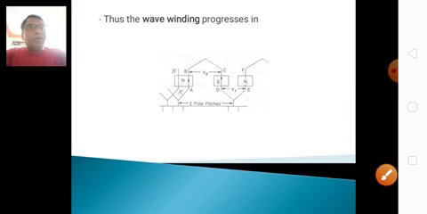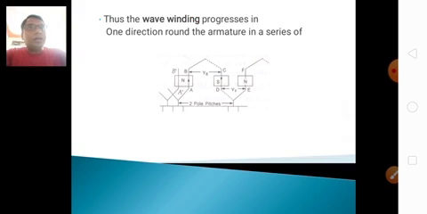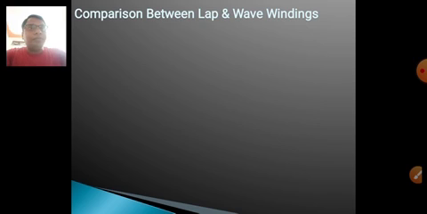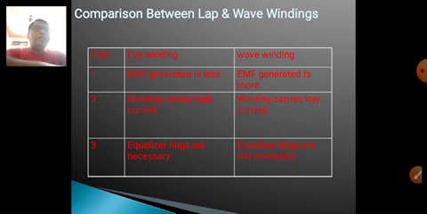Thus the winding progresses in one direction round the armature in a series of waves, which means a series connection. And next, the differences between lap winding and wave winding. We have already studied what lap winding and wave winding are.